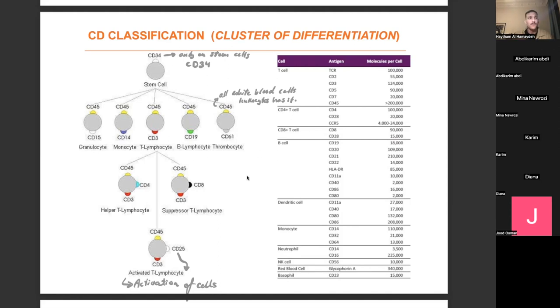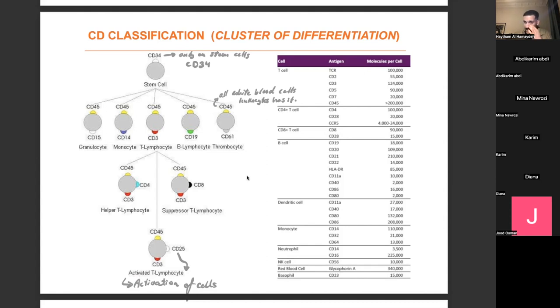Now, what are stem cells? These are the cells that are present within the body in specific locations, such as inside the bone marrow, that will produce all the other cells that you have in your body, like blood cells, white blood cells, whatever. So they originate from a progenitor cell called the stem cell.